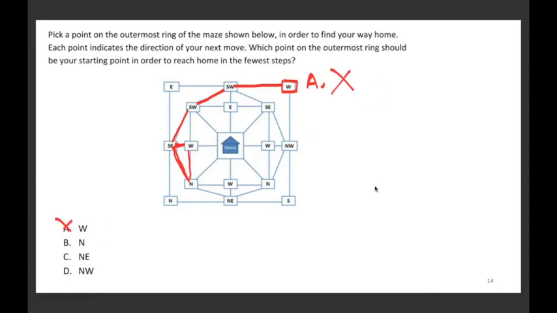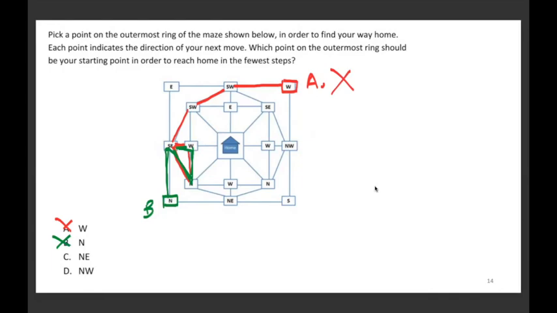Then we go to option B. In case of option B, it says north. North is located here. North, you go here, north. From here it says southwest, then north, and then west. Again, I will be getting stuck in this triad, so B is not possible.